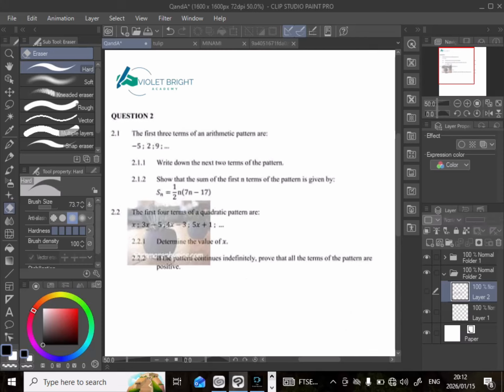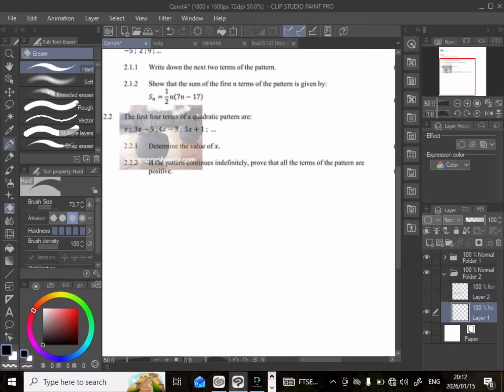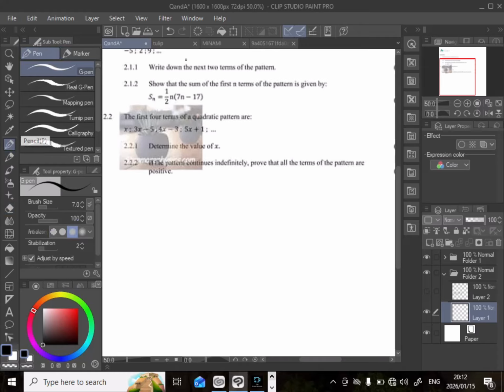Now let's go to another question. This question says show that the sum of the first n terms of the pattern is this. Basically they want you to find the formula of the sum of this number pattern.